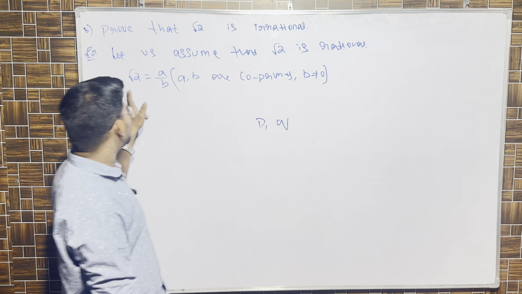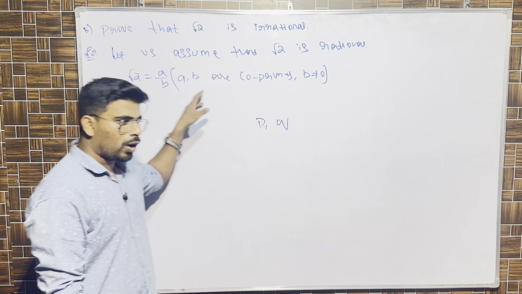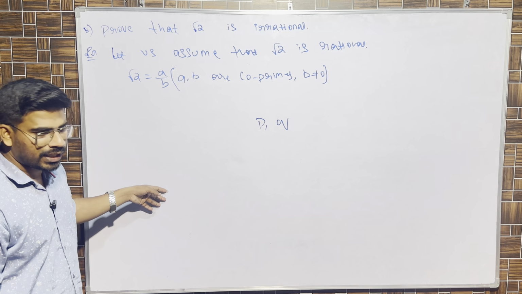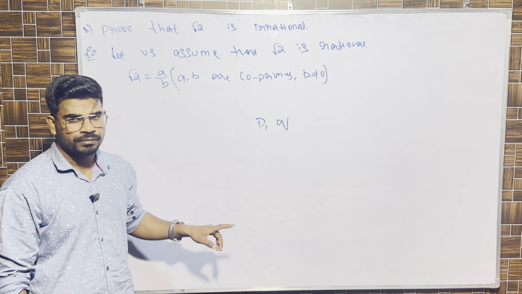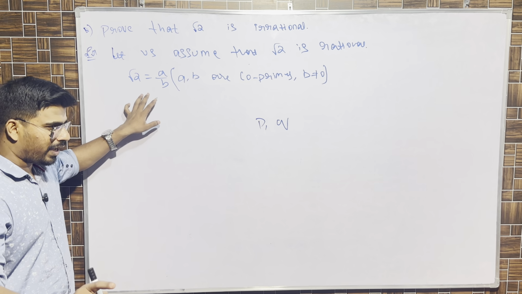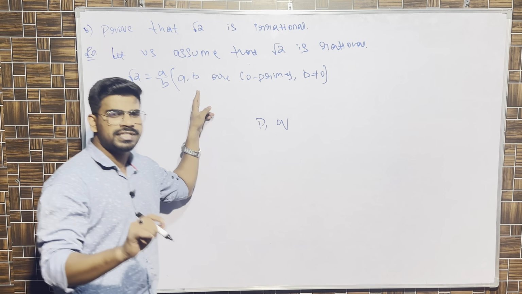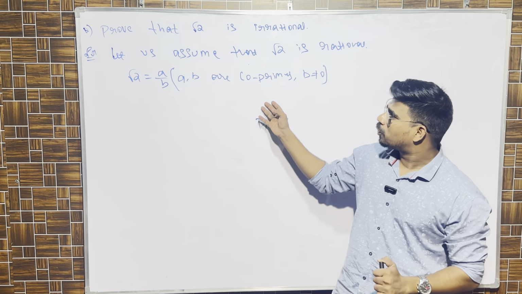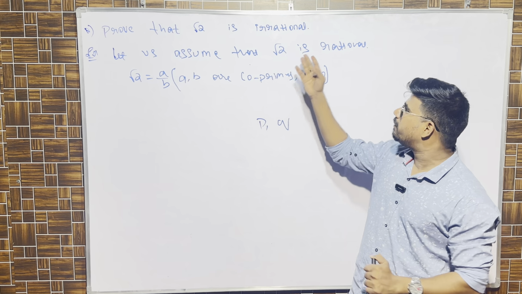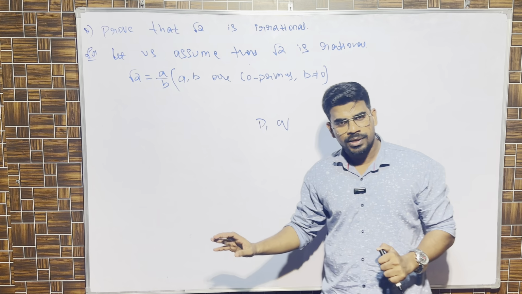So now we are considering root 2 is equal to a by b, where a and b are co-primes. Now while solving, at some point or the other, if I prove that a, b are divisible by the same number, then they are no longer co-primes. If they are no longer co-primes, our assumption is wrong. What did we assume? We assumed that it is rational, which is wrong. That means the number is irrational. That is how we prove.